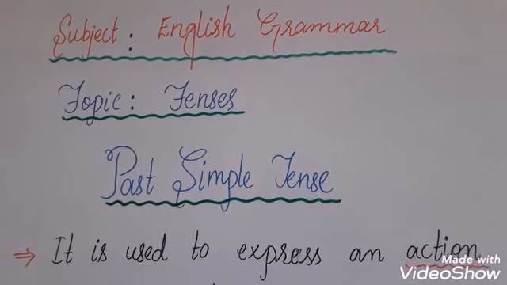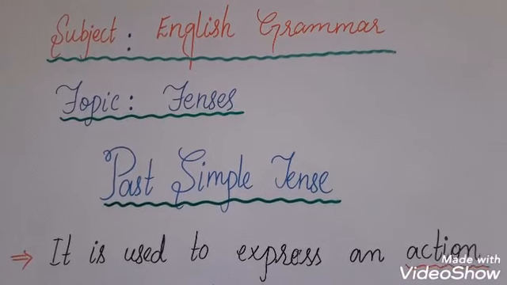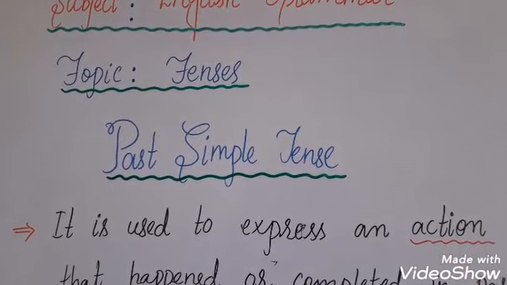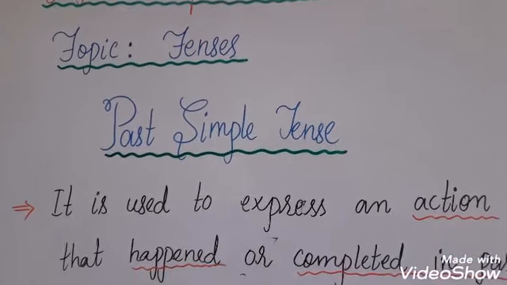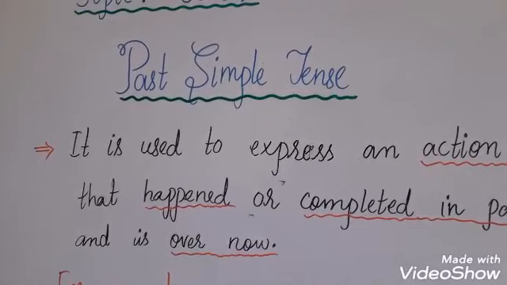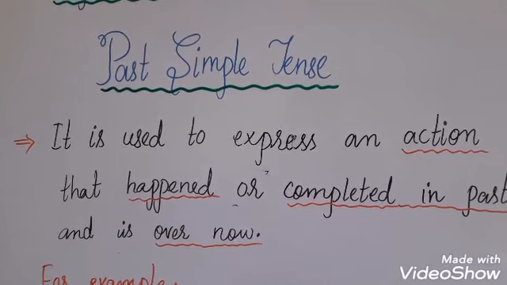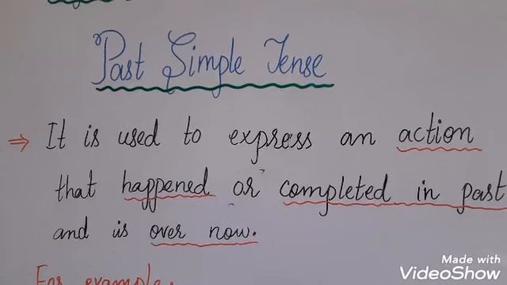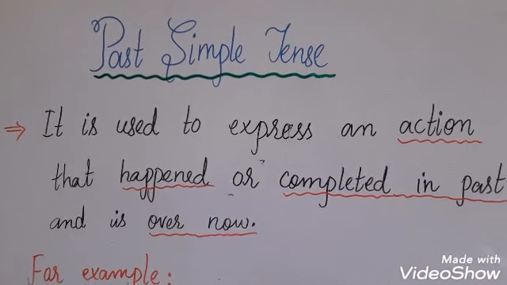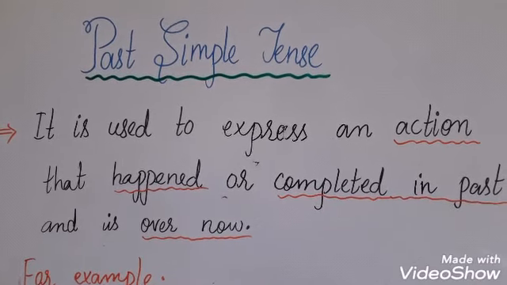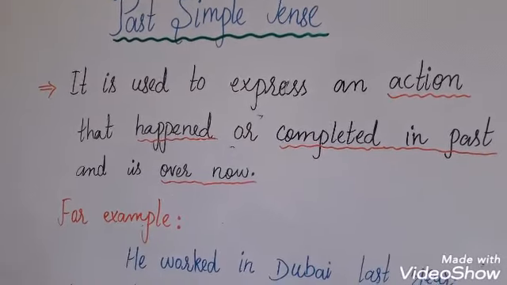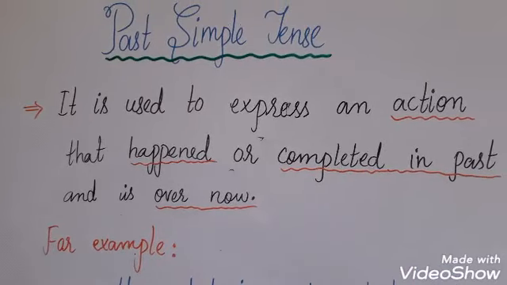Students, now we are going to start our next topic of English grammar, that is tenses. In the previous video, we have completed our present simple tense. In this video, we are going to study past simple tense. It is also called past indefinite tense. As we have discussed, there are three types of tense: present, past and future. We have discussed the first type, present simple tense. Now we are moving towards our second type, past simple tense. So let's start to study past simple tense.